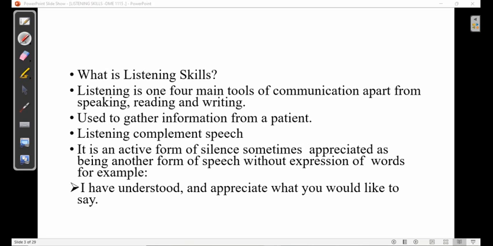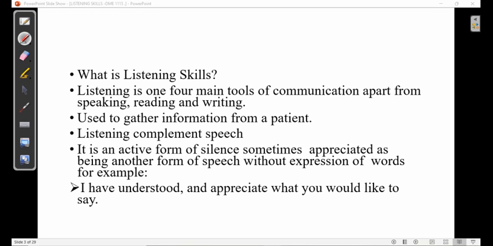Someone who listens well mostly gets to speak well, because they will not go out of the subject of discussion. So it is very important to be able to listen rather than just speak, because you might speak about what is outside the discussion. Listening is an active form of silence, sometimes appreciated as another form of speech without the expression of words.